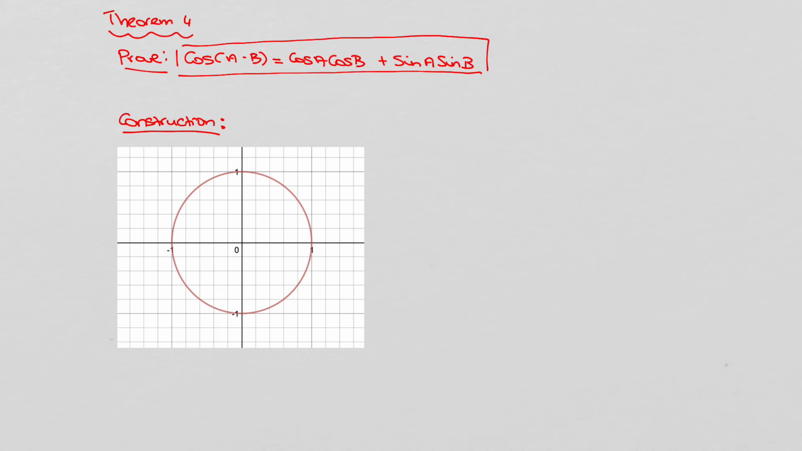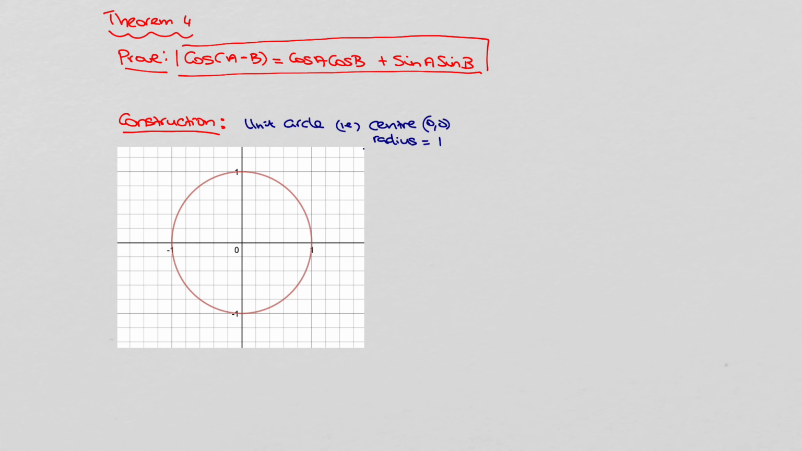So we're going to start with theorem 4. Prove that cos of a minus b is equal to cos a cos b plus sine a sine b. So this is the long proof for all of these compound angles, and the rest of the proofs for the compound angles are all really short because they all stem back from this one. So the first thing we're going to do is construct the unit circle. In other words, center is 0, 0, and radius is equal to 1.